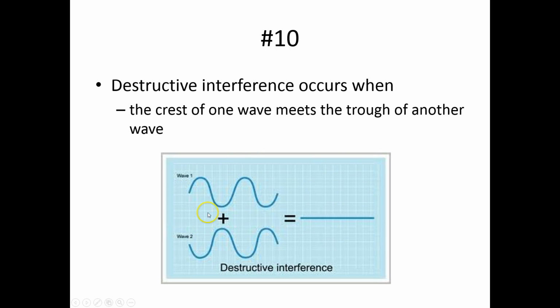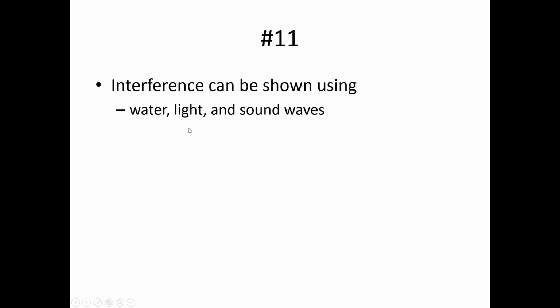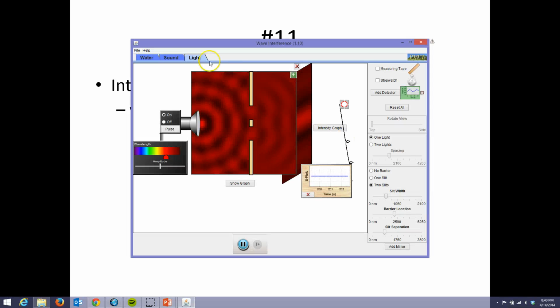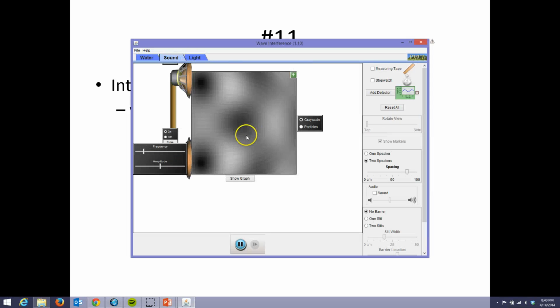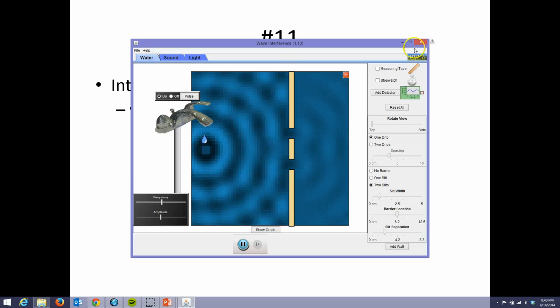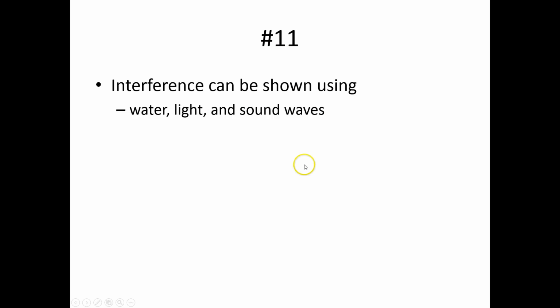For number 10, destructive interference is the opposite. I have one wave going up, one wave going down, and when they meet, they actually make a very flat line. So we've destroyed them. That's why it's called destructive interference. For number 11, interference can be shown using water, light, and sound waves. So we've seen it here with light. We've seen it with sound. You get this really funny pattern here. And we also saw it with water. So we do see it with all three.